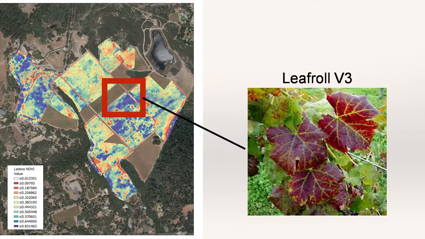Those red patches were a highly contagious vector known as leaf roll V3 in Napa Valley. It spreads aggressively from vine to vine, and if it's not remediated quickly, it can actually consume large amounts of acreage, yielding thousands of dollars in losses. And so our aerial imagery system was able to pick this up, and the growers were able to respond quicker.